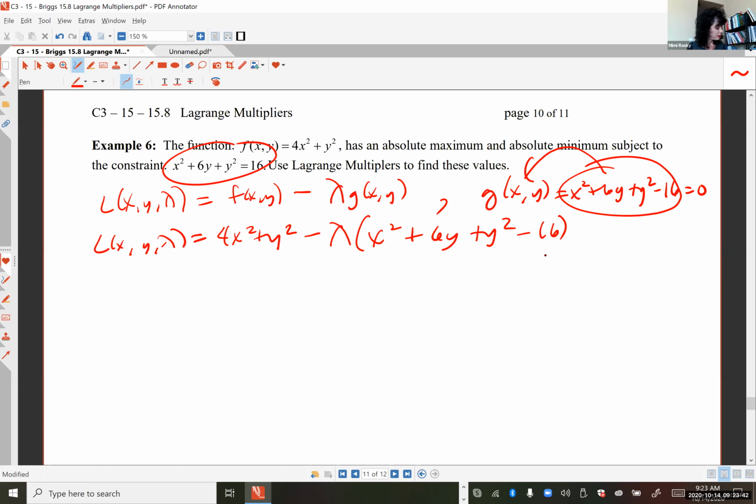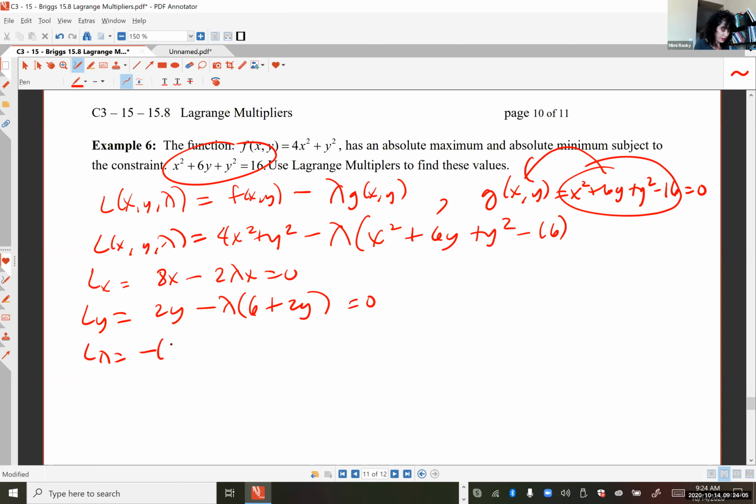And let's do the partials on this. So Lx is 8x minus 2 lambda x. Set it equal to 0. Ly is 2y minus lambda times (6 plus 2y). Okay, set that equal to 0. L lambda is what we think it is. It ends up being the same as the constraint, but that's going to be coming into the conversation here, so you'll see. This is a really different strategy.